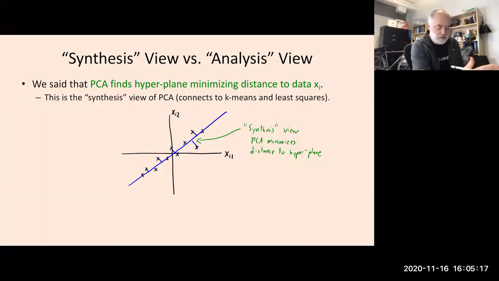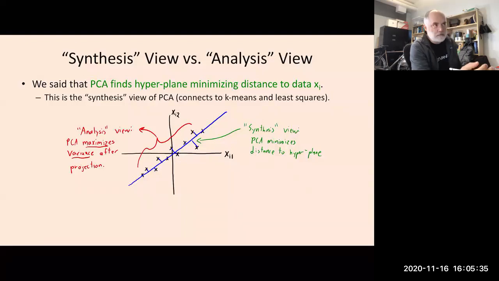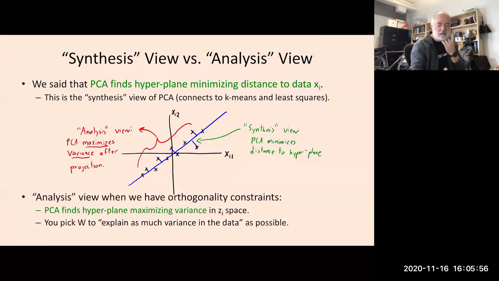So there are a couple of perspectives on PCA, and one is the synthesis view. That's the one we've been taking, which sees PCA as minimizing the distance of the data to a hyperplane. The analysis view, which is more what I'm used to from statistics, maximizes the variance of the data after projection. So after you project onto this plane, you want to maximize the variance of the data after projection. There are bonus slides that show the relationship between the two.